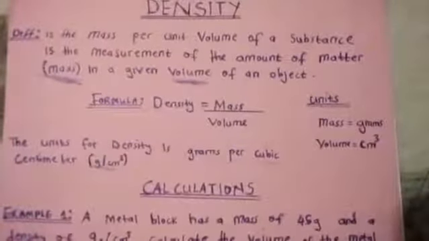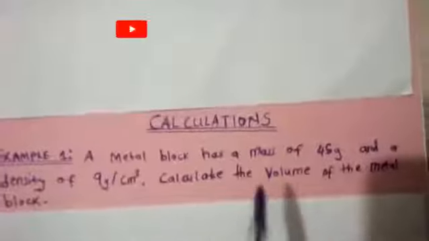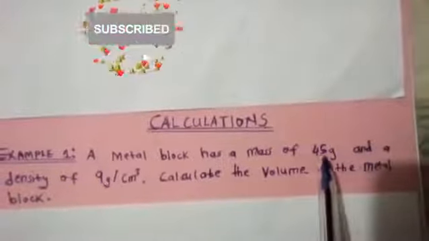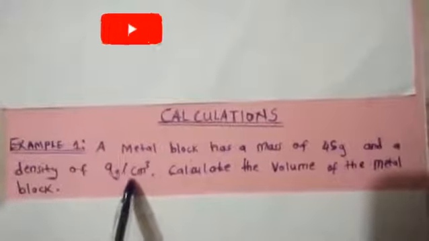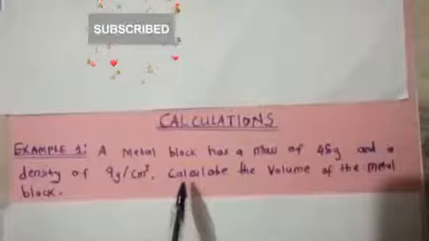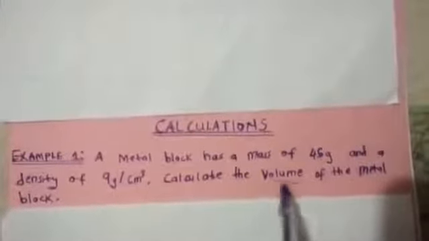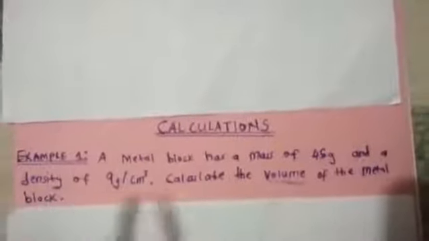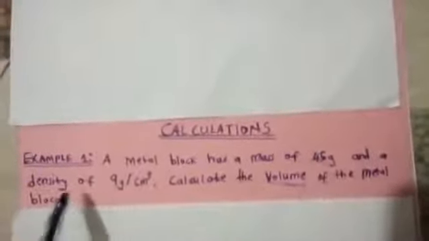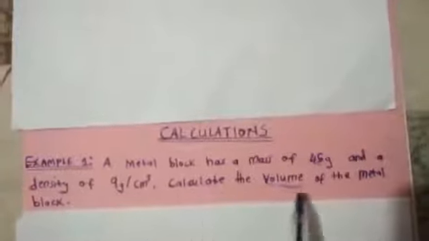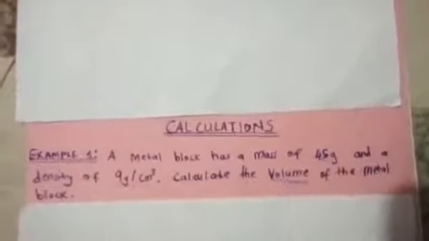Our first example reads: a metal block has a mass of 45 grams and a density of 9 grams per cubic centimeter. Calculate the volume of the metal block. So in this question, we've been given the mass as well as the density. We are calculating the volume of the metal block.